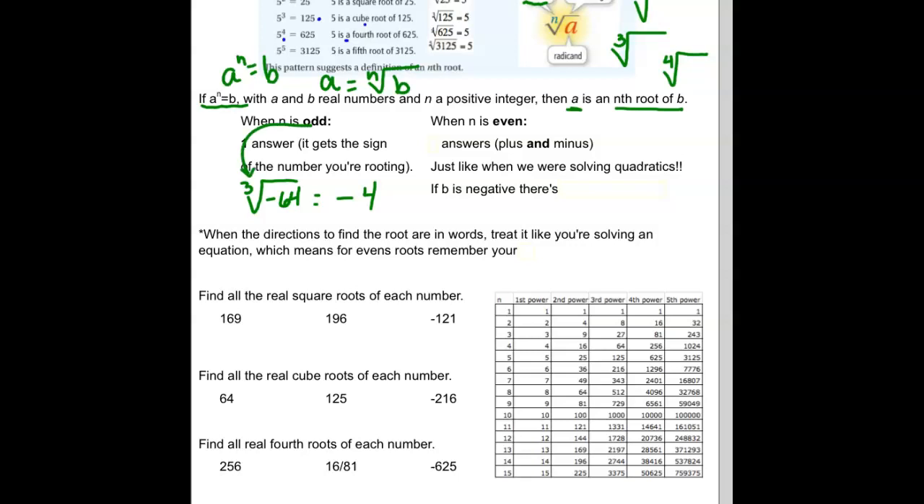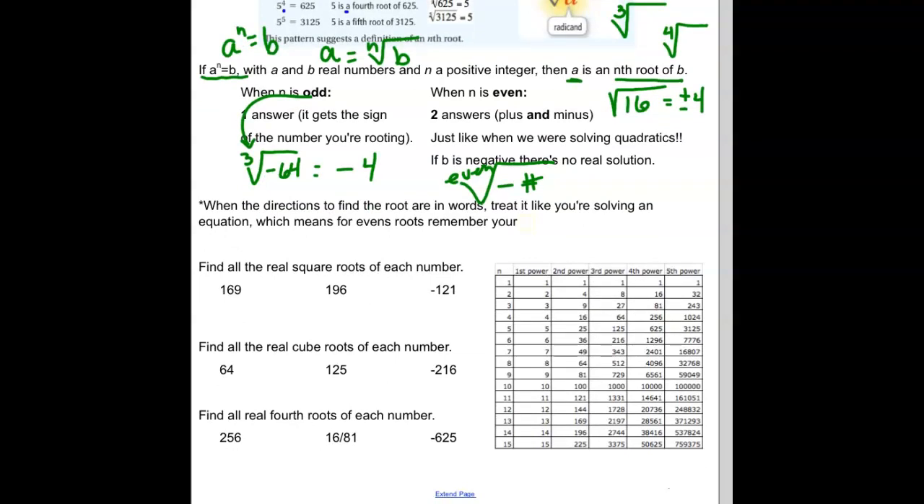If our index is even, we're going to get 2 answers out because of that plus minus. So for example, if I am taking the square root of 16, I have to consider that it could be both a positive or a negative 4. So just like when we're solving quadratics, we have to remember that plus minus. However, if b is negative, so we're trying to take an even root of a negative number, then we are going to get no real solutions. That's when we get those imaginary answers. And for our topics today, we're looking for real solutions.